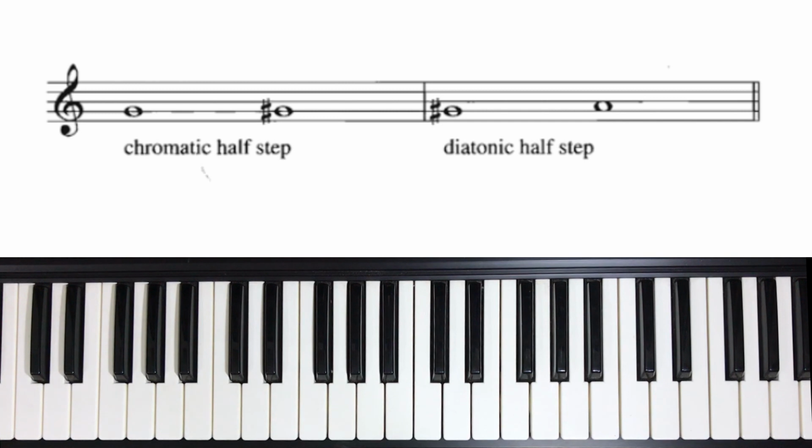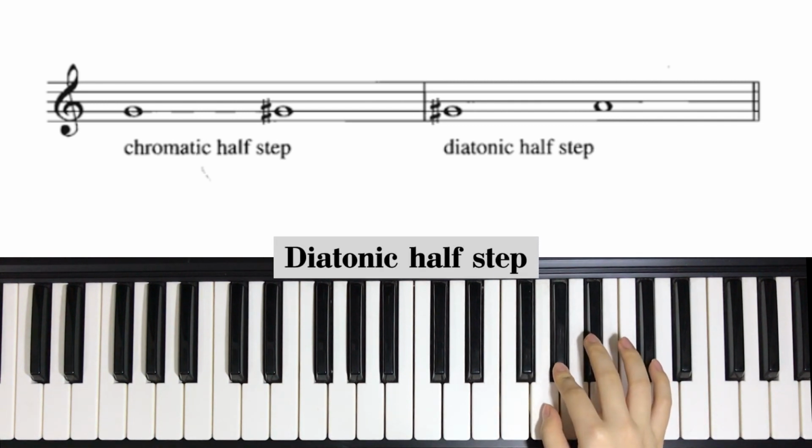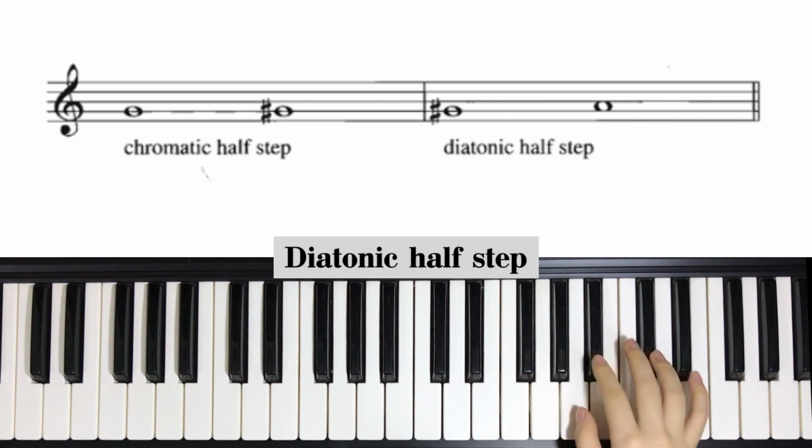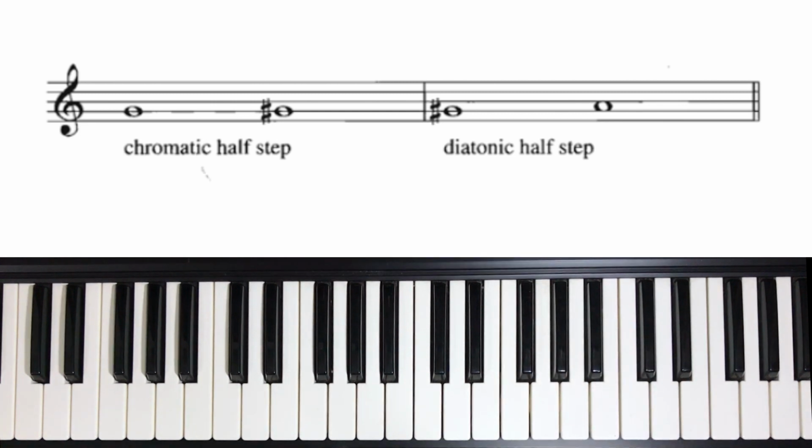There are chromatic half steps and diatonic half steps. A chromatic half step is written on the same note twice with different accidentals, for example G to G sharp, while a diatonic half step uses two different note names, like G sharp to A. The appearance of the step may be different, but the interval is the same.